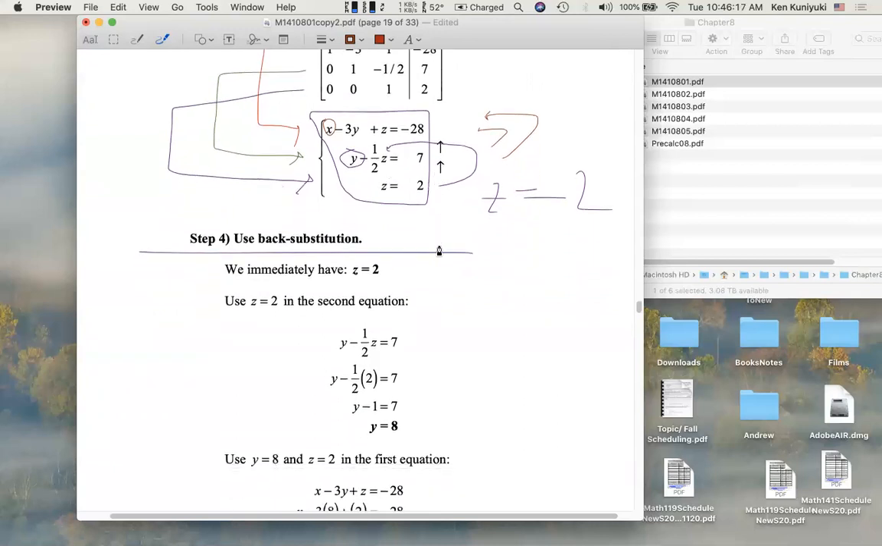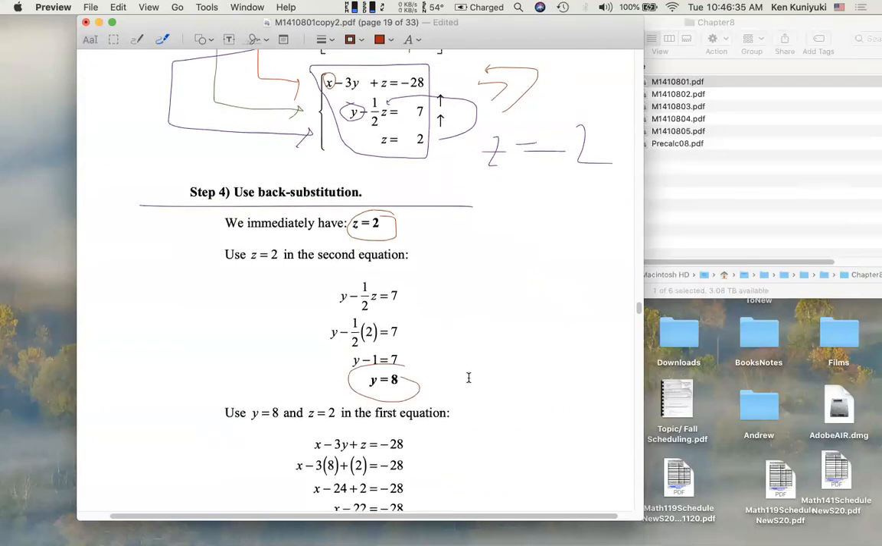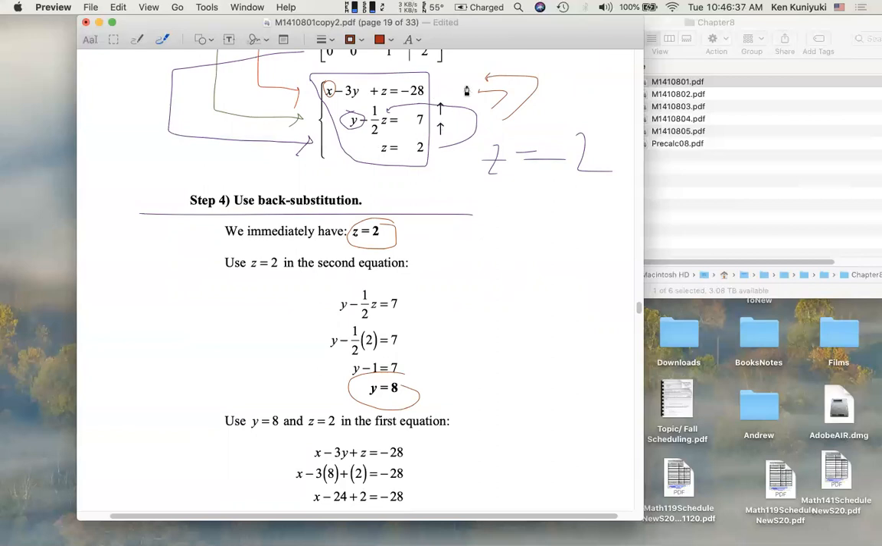Okay, so when we do the back substitution, we know z equals 2. We back substitute y minus 1/2 times 2 equals 7. Y minus half of 2 is 1 equals 7. Add 1 to both sides. Y equals 8. Not done yet. Take those values for z and y, climb up the ladder. We plug them into here.